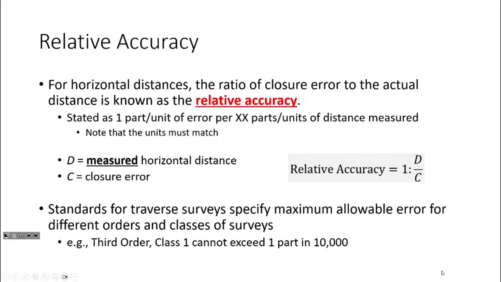Now, what we can do with that closure error is compute what's called a relative accuracy, okay? To explain what a relative accuracy is, let's use this differential level situation and throw some numbers out. Let's say that the error between here and here and back is half a foot. Does that seem like an acceptable survey? If I'm surveying back and forth and my error is half a foot, does that seem acceptable? What if my error was a hundredth of a foot? Why?